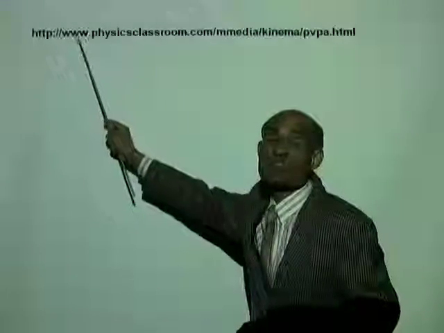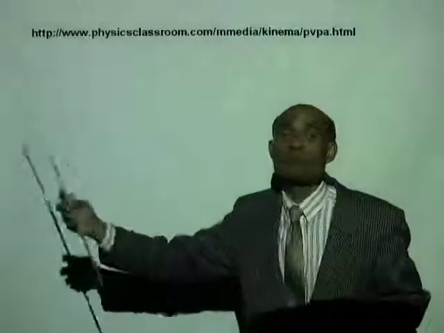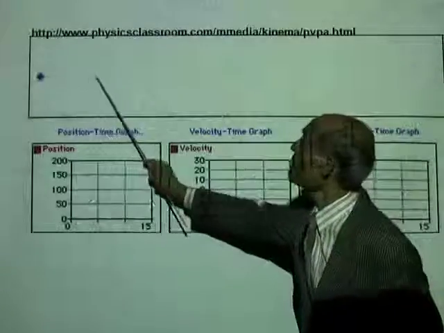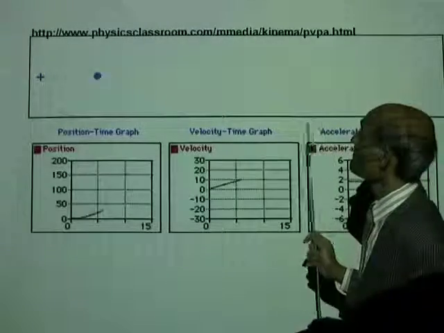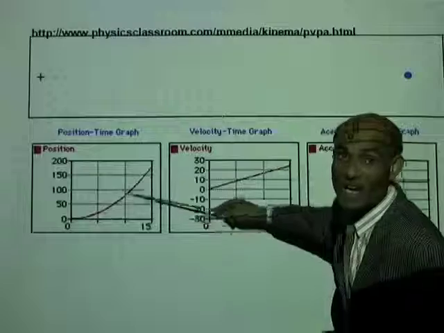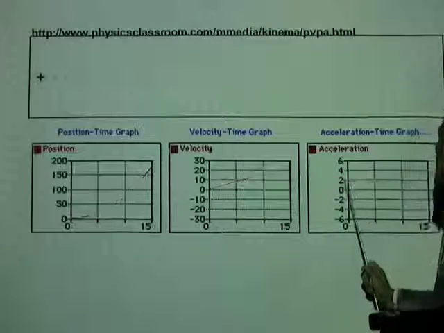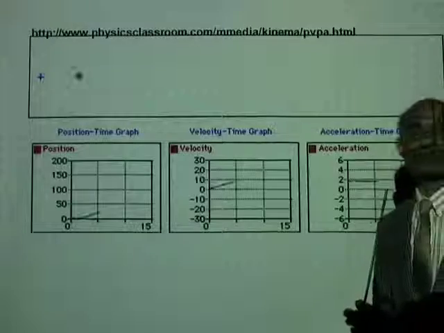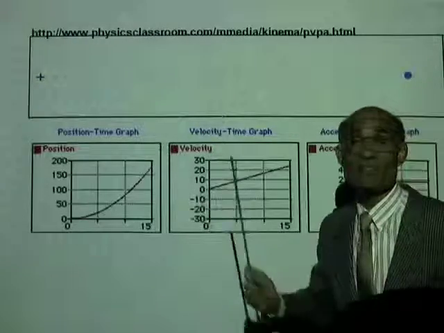Now, I have an animation that is given on this website. I would like to acknowledge each time I use a borrowed animation. Now, watch this animation. You can see positive velocity, positive acceleration. You can see these dots get farther apart. And look at how the position function is graphed. It's a concave up graph. Velocity increases uniformly and acceleration remains a constant, namely 2 meters per second squared. Alright? Okay, let's move on and look at another case.